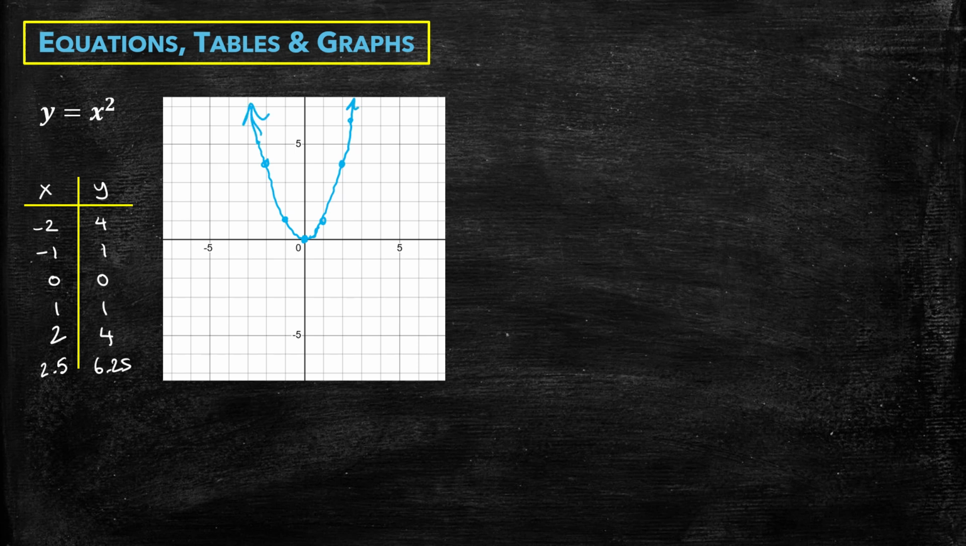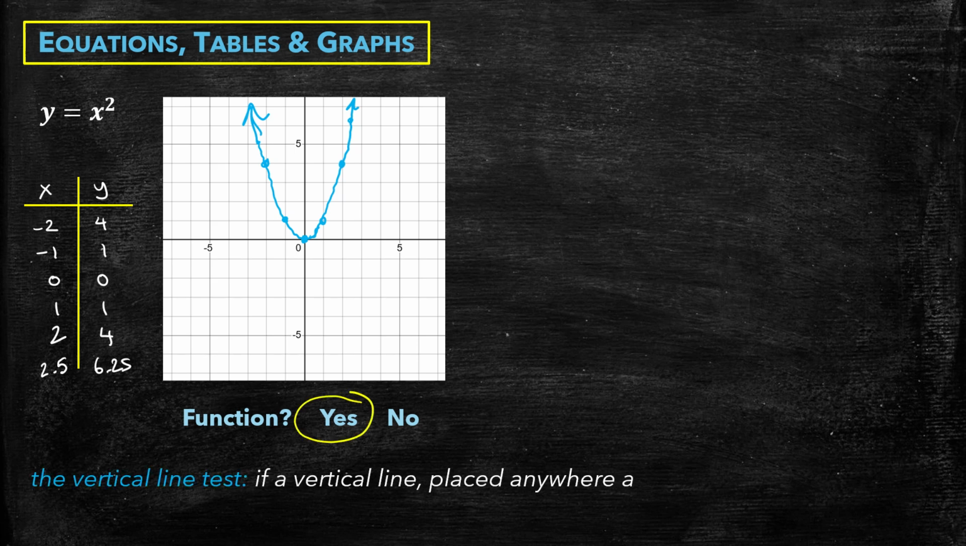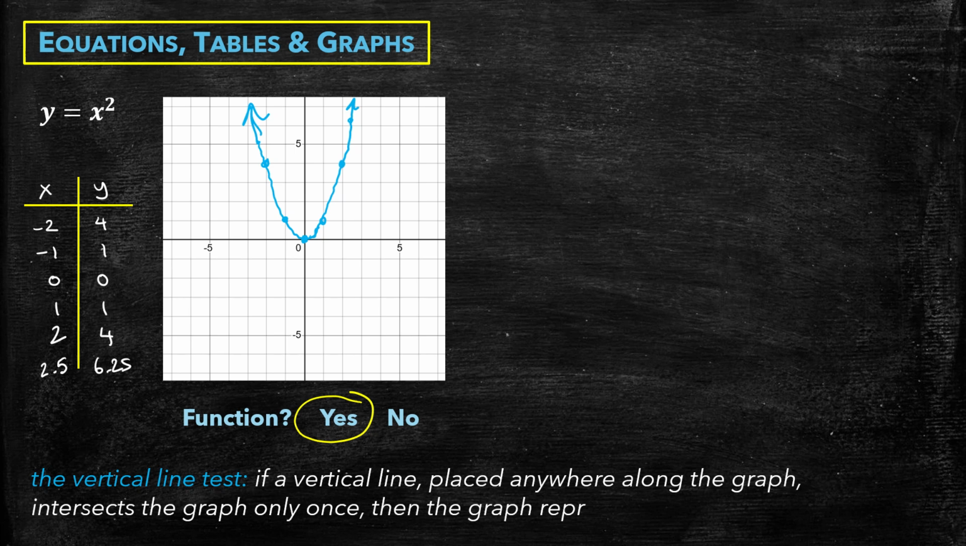And then we have to ask ourselves, is that a function, yes or no? Well, it doesn't seem like any particular x value is repeated, right? Every x value gives out one distinct y value. So we can say that that is indeed a function. And we also have a technique that we alluded to in the last slide, which is the vertical line test. If a vertical line placed anywhere along the graph intersects the graph only once, then the graph represents a function. So let's take a vertical line there, let's move it along, and as we move it along, we see it's only intersecting the graph once at any point, and therefore this is indeed a function.